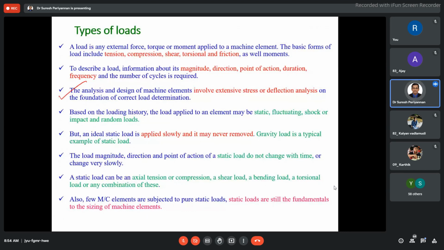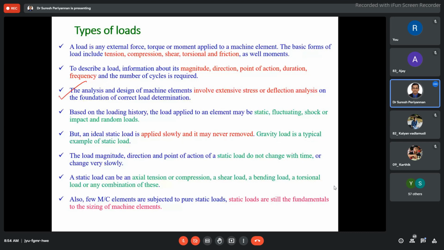Now the load amplitude or magnitude, direction, and point of action we should know. The static load does not change with respect to time, or it may vary very slowly. In this chapter we are almost considering that the static load does not change with respect to time. The static load can be axial, tension or compression, shear, bending, or torsional, as we'll discuss later, or a combination of these.